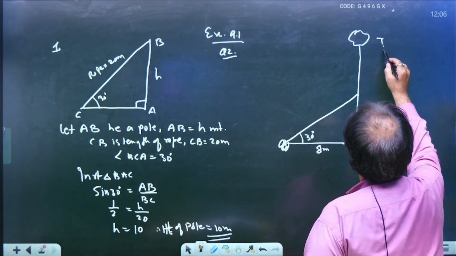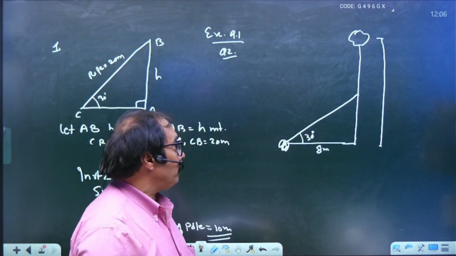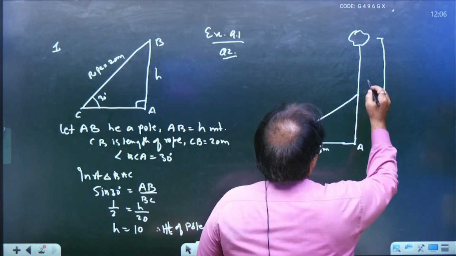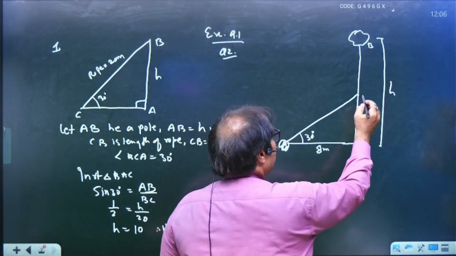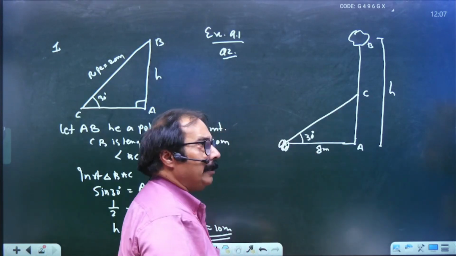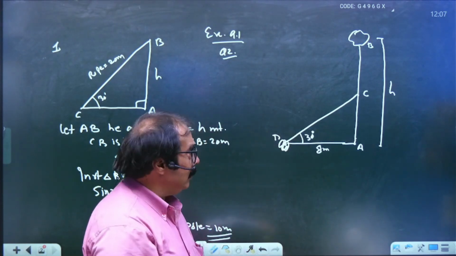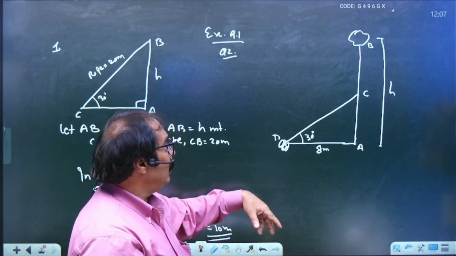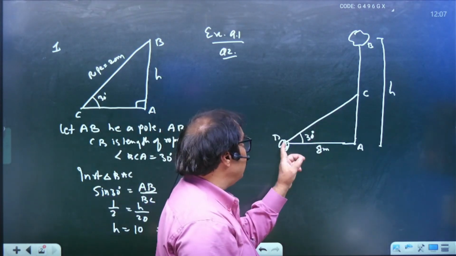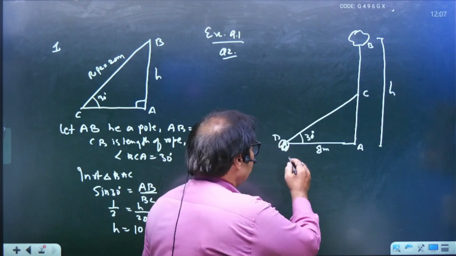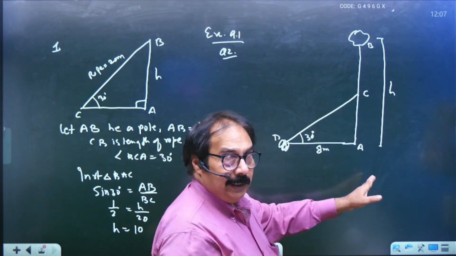Then we have to find this much. This is the height of the tree, right? Clear? Now let AB be a tree whose height is H. From the point C it is broken and touches the ground at point D, such that angle ADC is equal to 30 degree. And the distance DA is given 8 meter. So we have to find the AC. Height of the tree is AC.